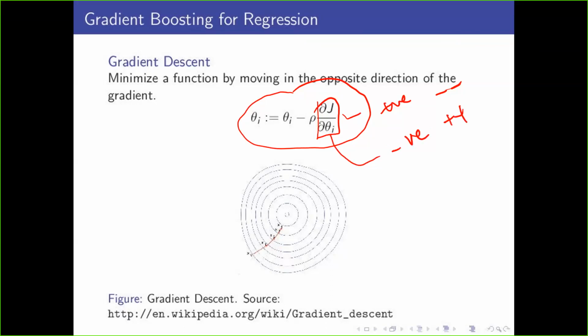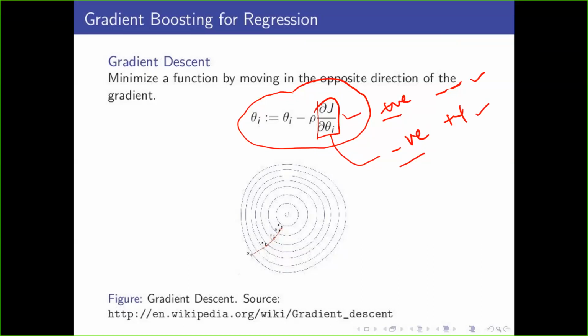So it means it is moving in the opposite direction of the gradient. If it is positive, then it is decrementing. If it is negative, then it is incrementing. It is moving in the opposite direction of the gradient to minimize the loss function. This is what it is doing.